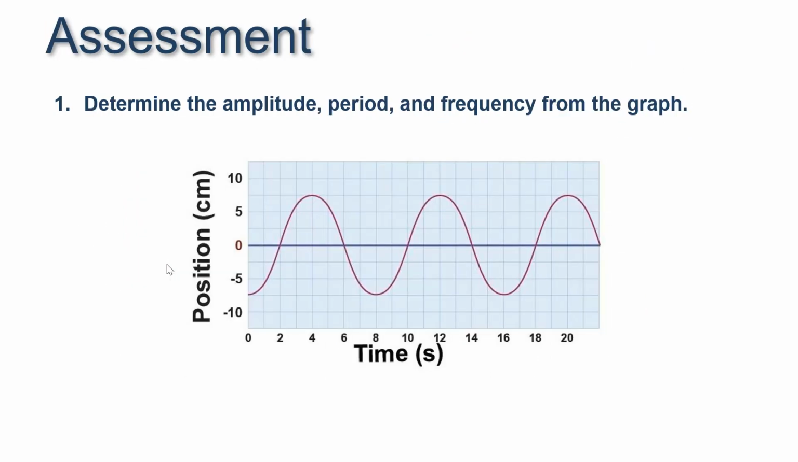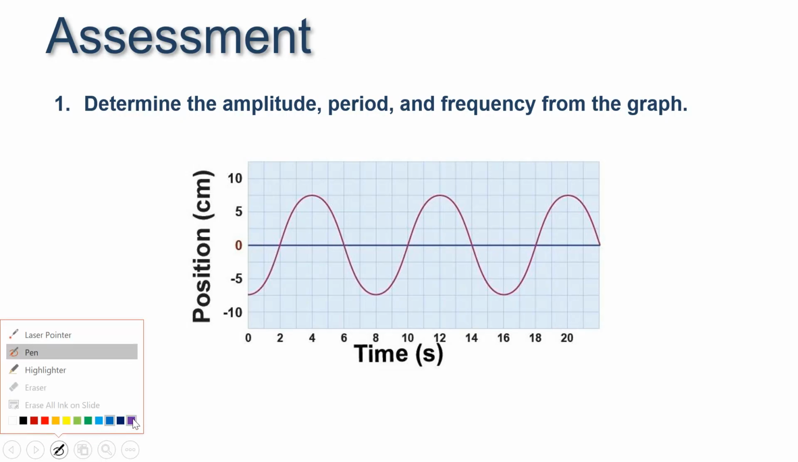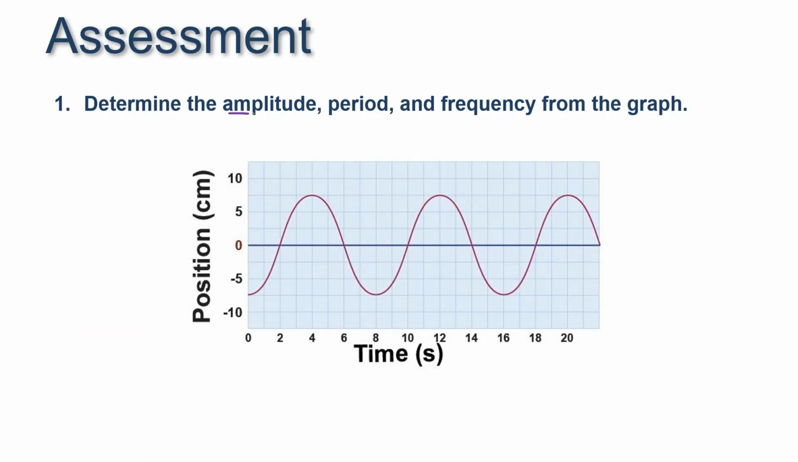All right. So let's determine the amplitude, period, and frequency of this. So sketch out this graph roughly. And I'm going to do these in different colors. So purple will be our amplitude.